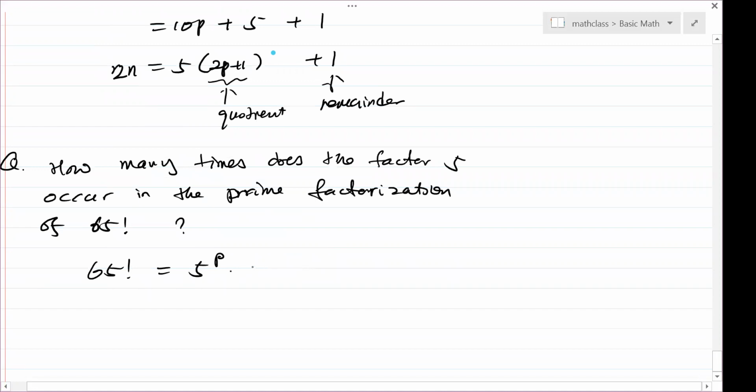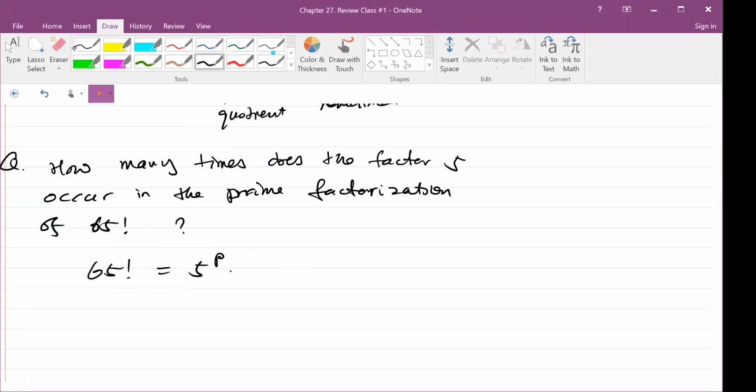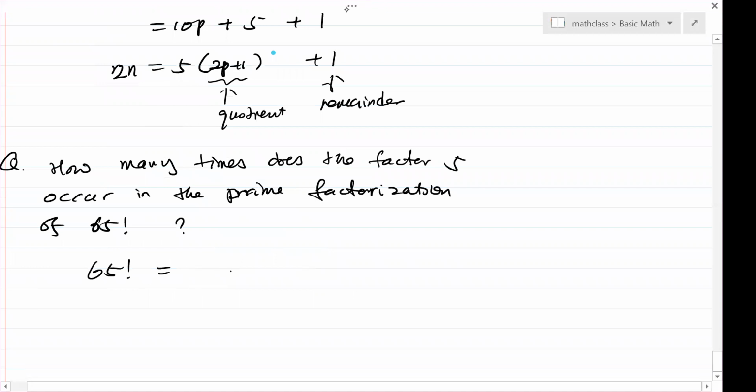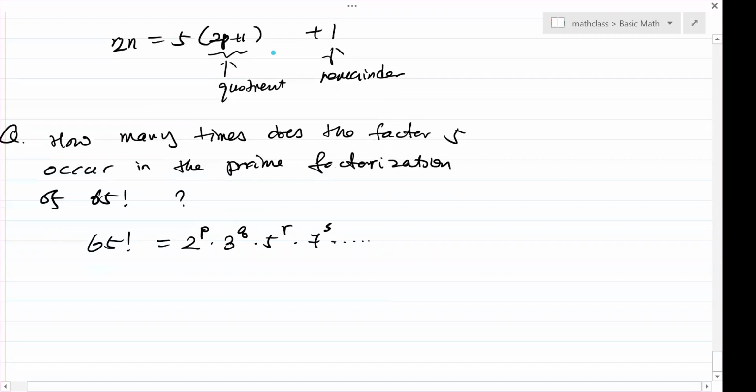You can write it in the following way: 2 to the power p, and 3 to the power q, and 5 to the power r. And the next one will be 7, and keep it going. 11 should be there. You have many prime factors here, but I'm just focused on this one.